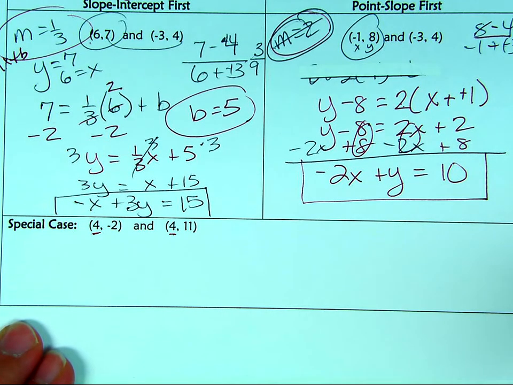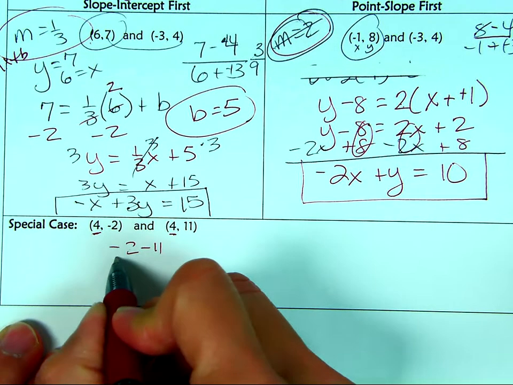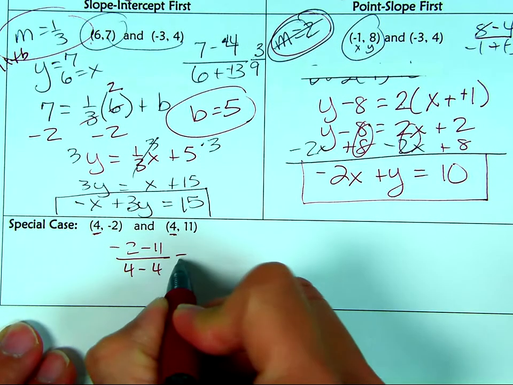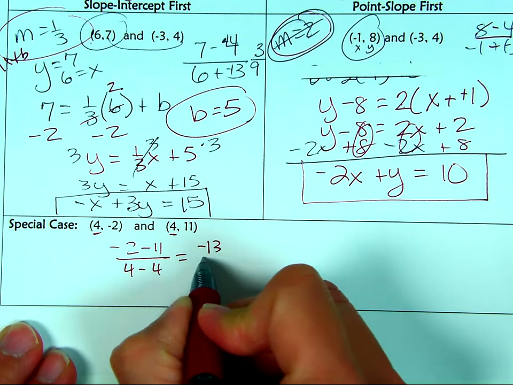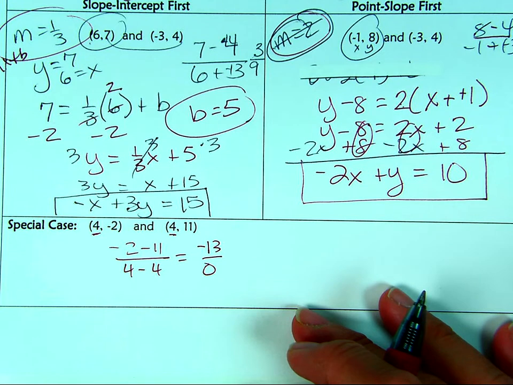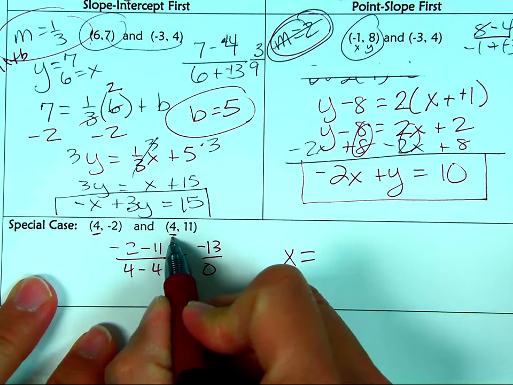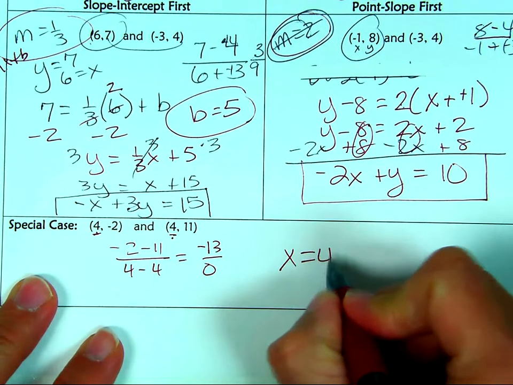Well, then you'd find the slope first, right? So you'd say negative 2 minus 11 over 4 minus 4, and you'd get negative 13 over 0. Well, you can't divide by 0, so that tells you that the slope is undefined. And hopefully then that triggers that, oh, slopes that are undefined are vertical lines. Vertical lines have just an x. And so you'd say, oh, it's x equals, okay, well, what is the x? X is 4. So my equation is x equals 4.